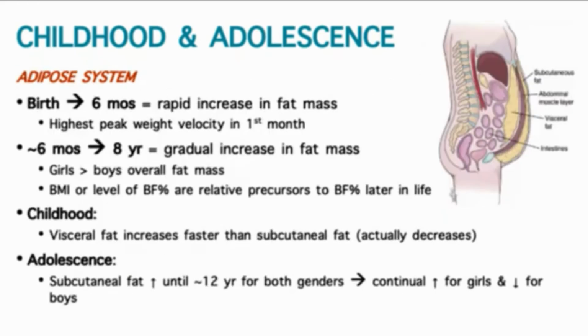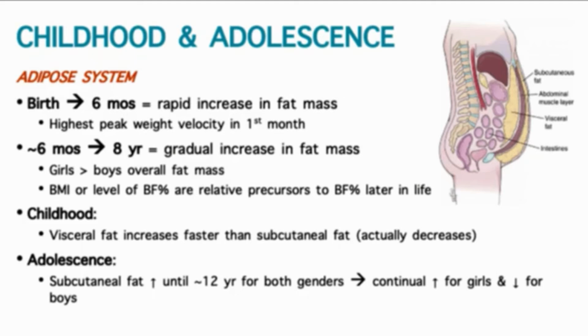All right, and then we have our adipose system. Birth to 6 months, typically there's a very rapid increase in fat mass, and generally infants will reach their highest peak weight velocity in the first month of life. So that's where you get the little Michelin babies, where they've got so many rolls you can't distinguish where their joints are sometimes. Around 6 months after that rapid increase in fat mass occurs, all the way through the later end of childhood, you have more of a gradual increase in fat mass.